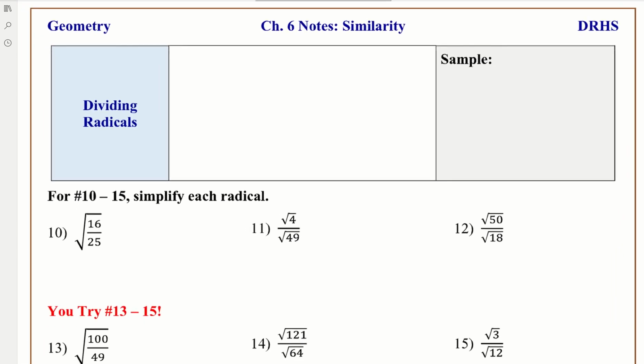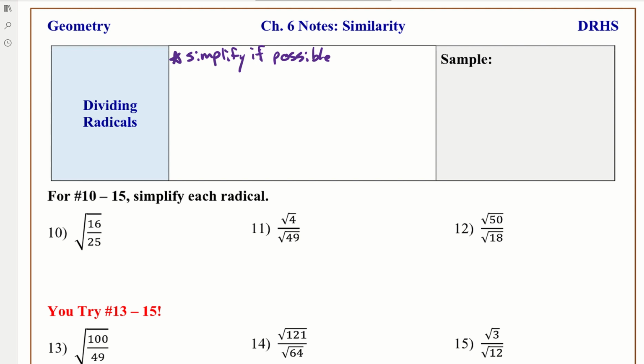Okay, so dividing radicals. The process for when we have radicals that are a quotient, the first thing you always want to do is simplify, if possible. Always want to simplify.